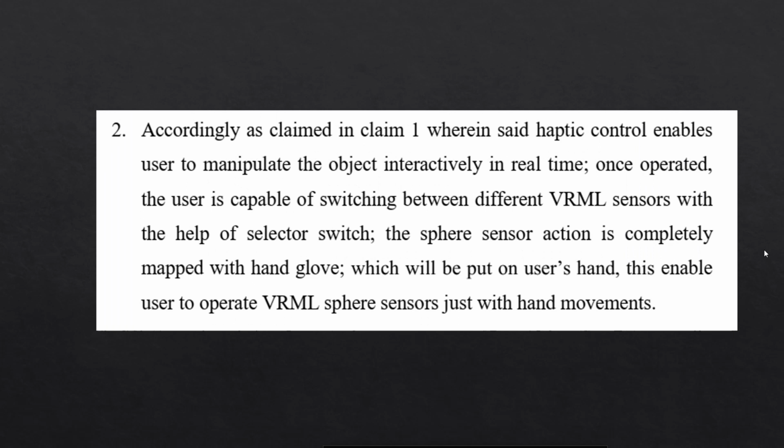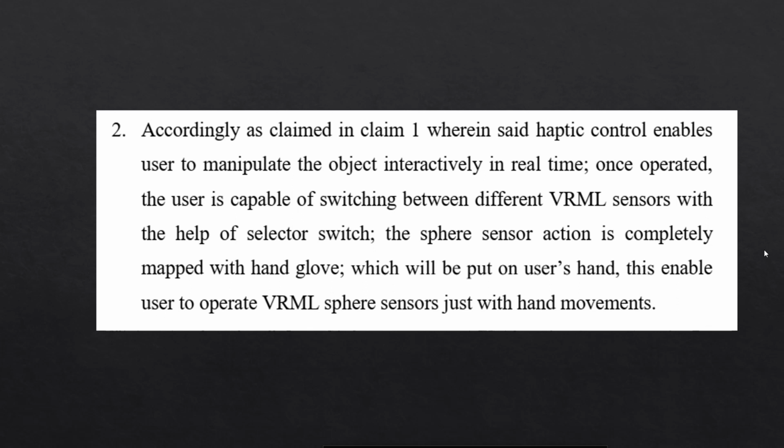Lower arm, which in turn is connected to the base by sphere sensor 3, and lamp has touch sensor 4 and 5 to switch the lamp in on and off condition. Accordingly, as claimed in claim 1, where the said haptic control enables user to manipulate the object interactively in real time.